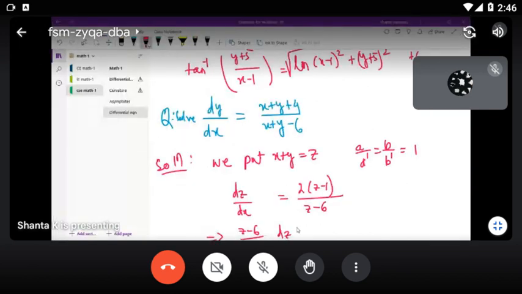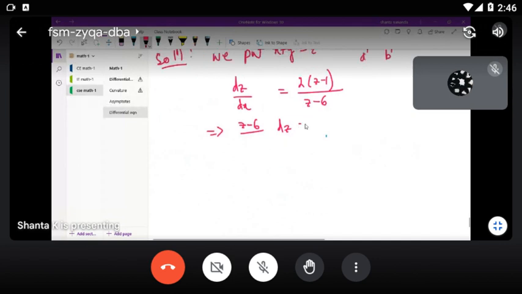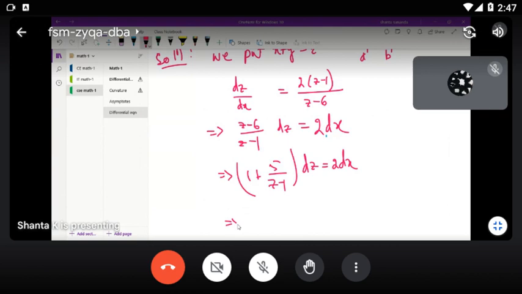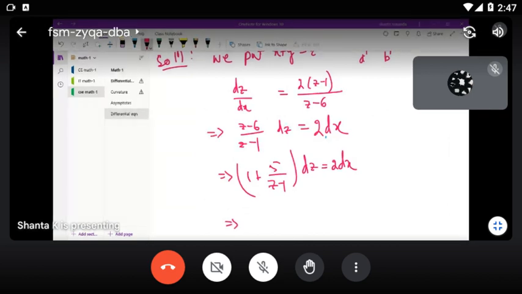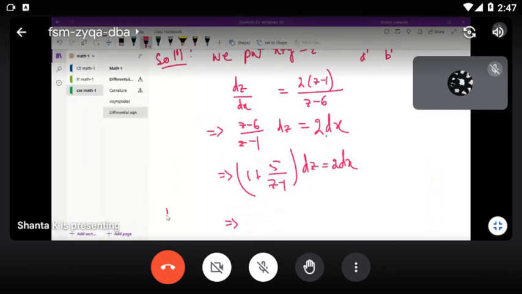So dz equals to 2 dx. This is z minus 1. So you can further do this, z minus 1, 1 plus 5 by z minus 1, and this is dz equals to 2 into dx. Now integrating. So how much are you getting after integrating?